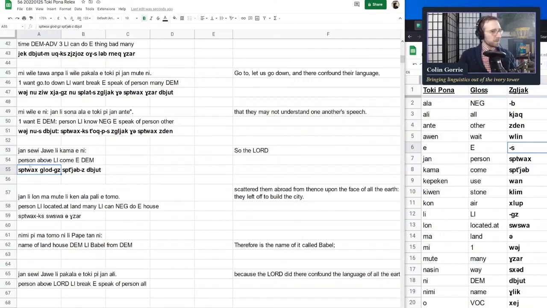Right. Okay. So sptwach, glodgs, sptyubs, debut. Sptwach, swa gzar. So land many. Ken ala goes to gzar. And then this needs this li, which is going to be our enclitic gz.